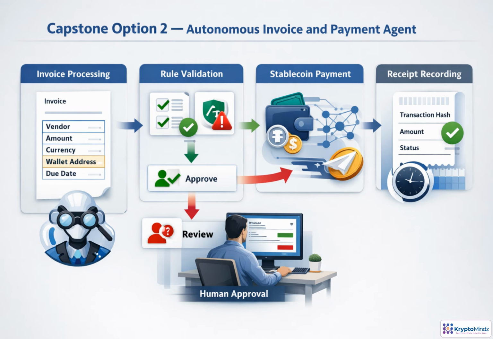Another capstone option turns invoice handling into a controlled agent workflow. The agent reads the invoice, extracts the vendor, amount, currency, wallet address, due date, and line items, then checks them against business rules. If the vendor is unknown, the amount is too high, or the token or network looks wrong, it routes the case to a human. Only approved payments are sent on testnet, and every transaction is logged with a receipt and hash.